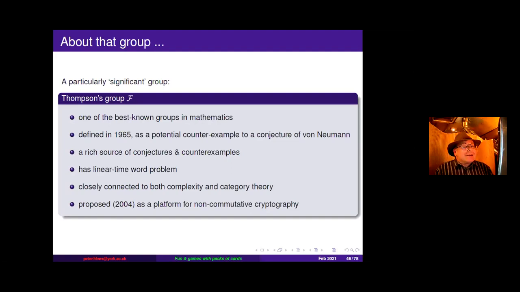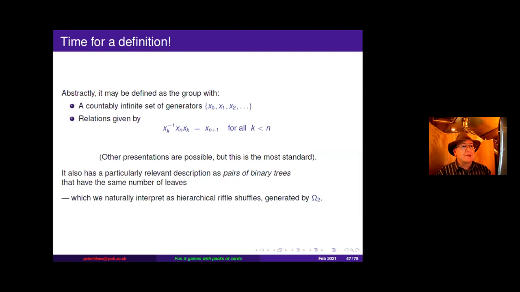But time for a definition, because I can't talk about a group and not actually tell people what it is. So we've got a countably infinite set of generators. We can work with a finite set of generators, but at least if we're working with generators and relations, it makes more sense to work with a countably infinite set. And we've got a deceptively simple condition linking conjugation and our generators. Now, I'm not going to take the approach by generators and relations because we've got a particularly relevant description as pairs of binary trees with the same number of leaves. And we are, of course, going to interpret these as hierarchical riffle shuffles, in particular those generated by omega 2.